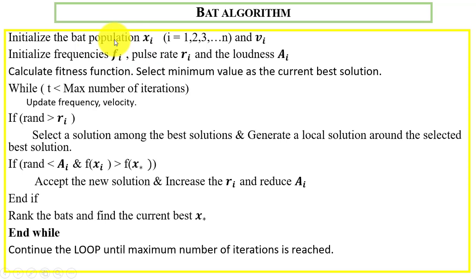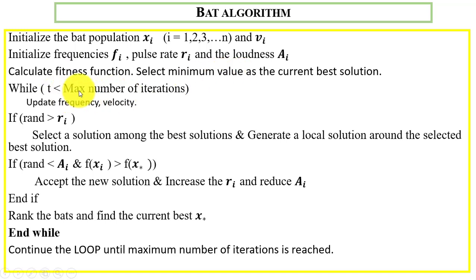First we will initialize the bat population, that is the number of bats, and we have velocity for each bat, frequency for each bat, pulse rate for each bat, and the loudness. You can see what is frequency, what is velocity, what is pulse rate, what is loudness in part 1, just a short introduction. So here we are using sound waves that BAT is using to detect the target. After that we will calculate the fitness function and we will select the minimum value as the current best solution.